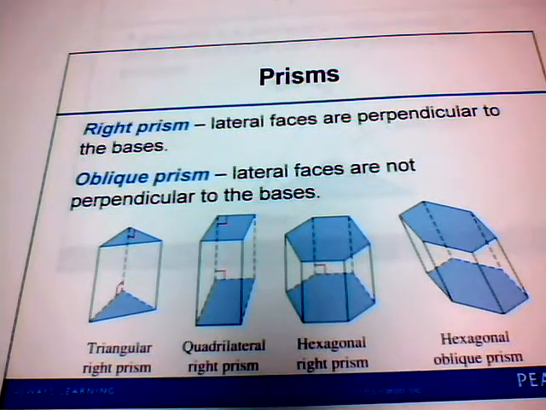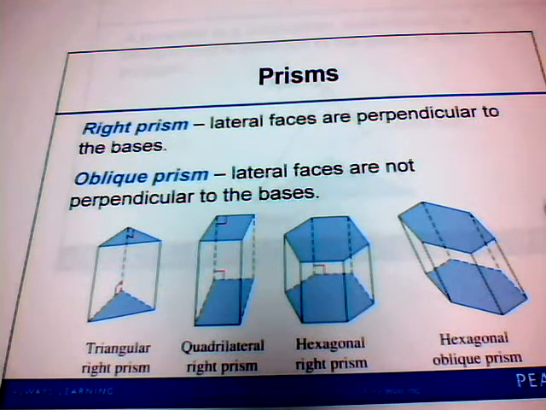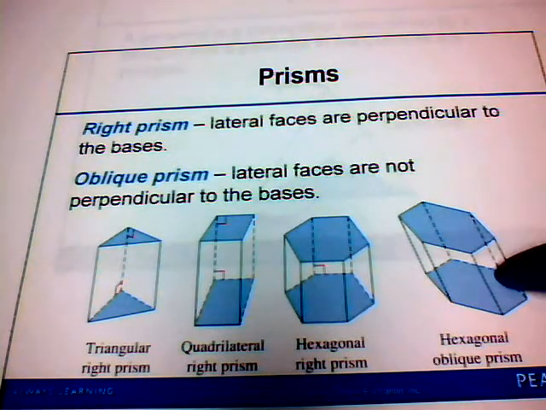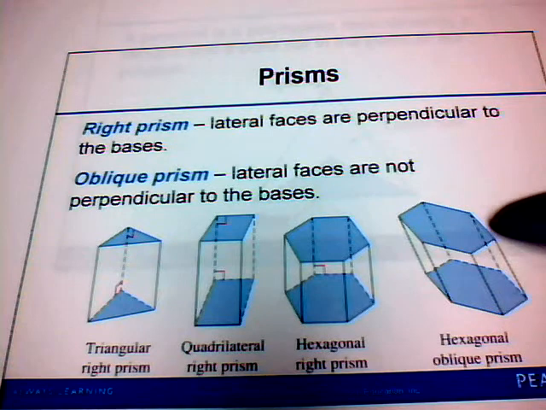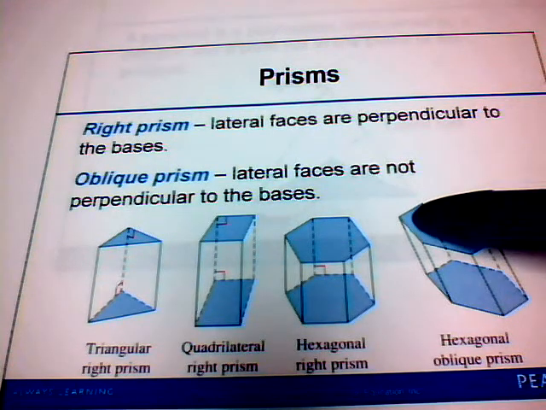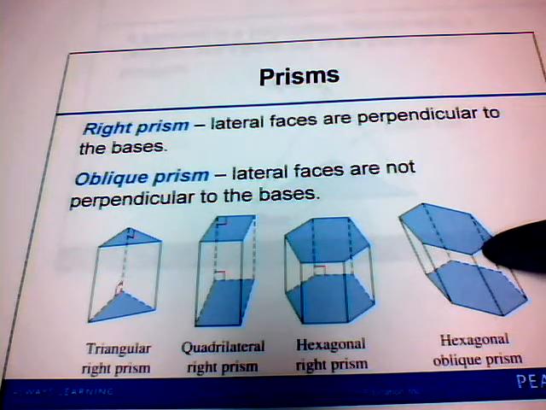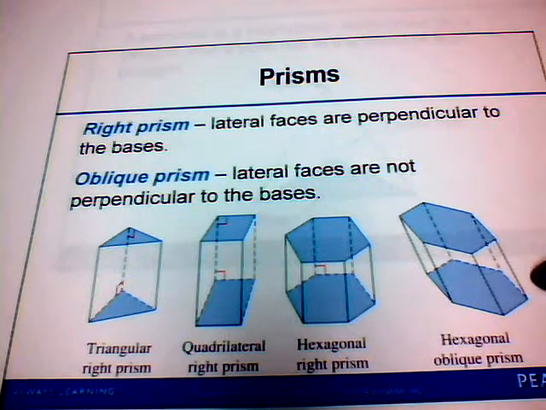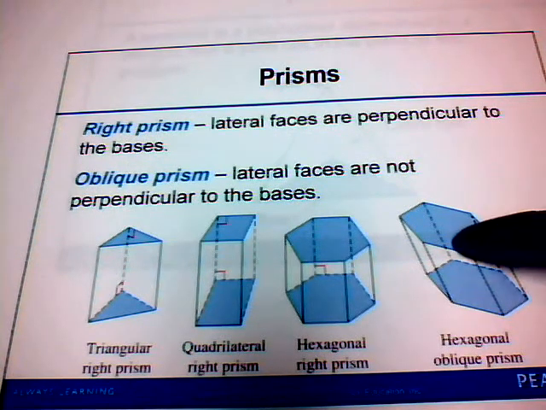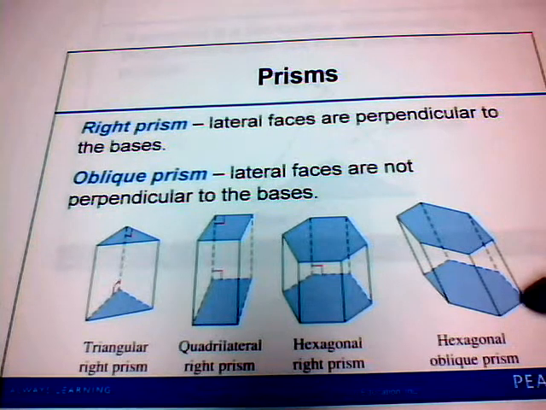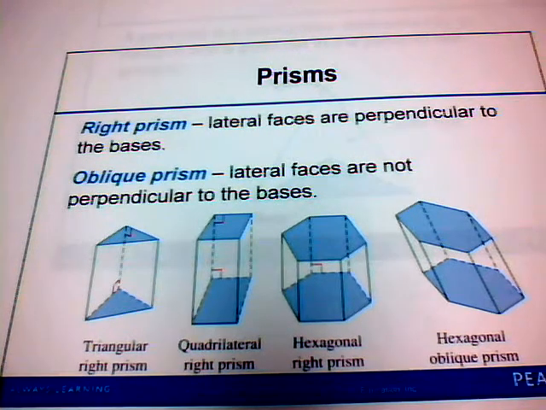Now, an oblique prism is where those lateral faces are not perpendicular. In other words, it may be leaning on one side. The prism may be leaning either to the left or to the right. So here, when it's leaning like this, that's an oblique prism.